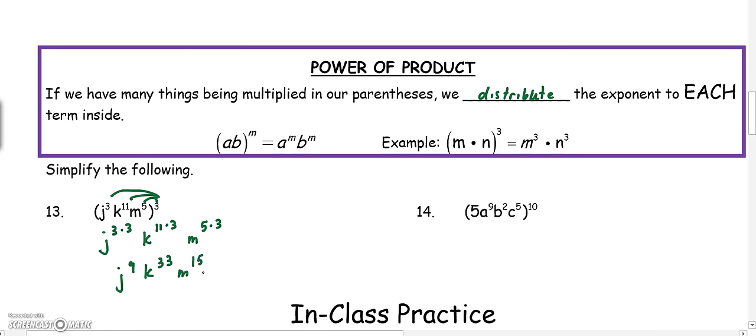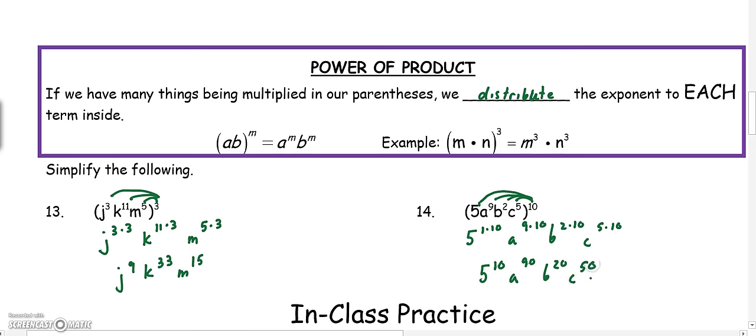We're going to do the same thing in number 14. We're going to distribute the power of 10. It goes to everything, including if there's a number. So this one, remember, has an exponent of 1. So we have 5 to the 1 times 10, a to the 9 times 10, b to the 2 times 10, and c to the 5 times 10. So we get 5 to the 10th, a to the 90th, b to the 20th, and c to the 50th.